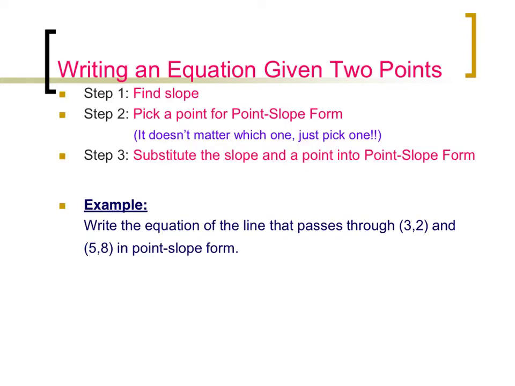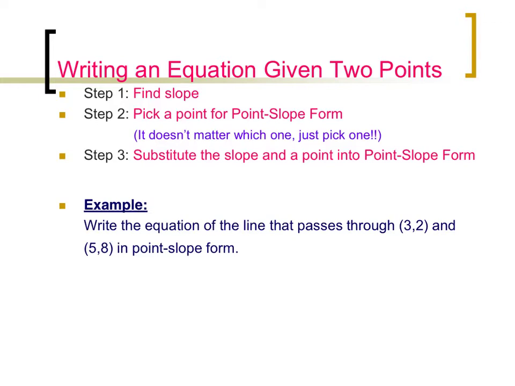Alright, when writing an equation given 2 points, the first thing I need to do is find the slope. After I find the slope, I want to pick a point for my point-slope form. And again, it doesn't matter whether I use my first point here or my second point here. As long as I put one of the points in, I'm fine. Then I want to substitute the slope and a point into my point-slope form.